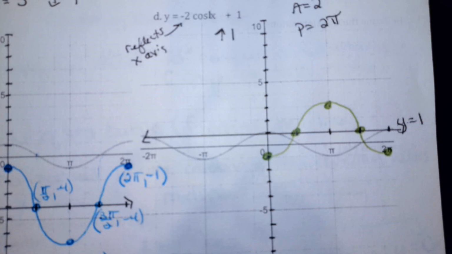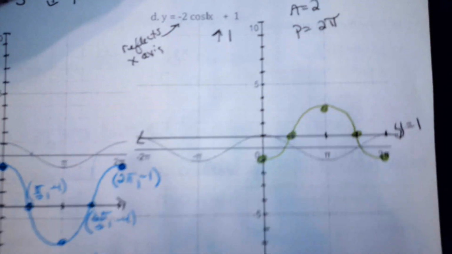All right, and lastly, for E. E is the most difficult one. And it's the most difficult one because it has everything in it that I can give you. It has a reflection, it has an amplitude change, it has a vertical shift, and it also has a period change.